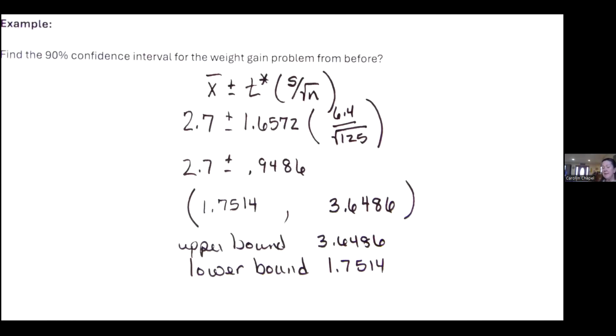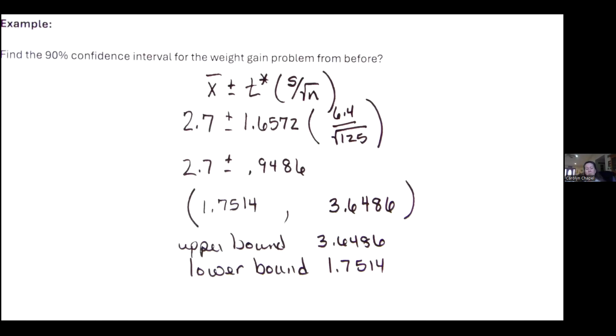But what this means is I am 90% confident that the true weight gain of new freshmen is somewhere between 1.75 pounds and 3.65 pounds. So a lot less than the 15 they were talking about for this situation. Now, it is possible that we took a bad sample.